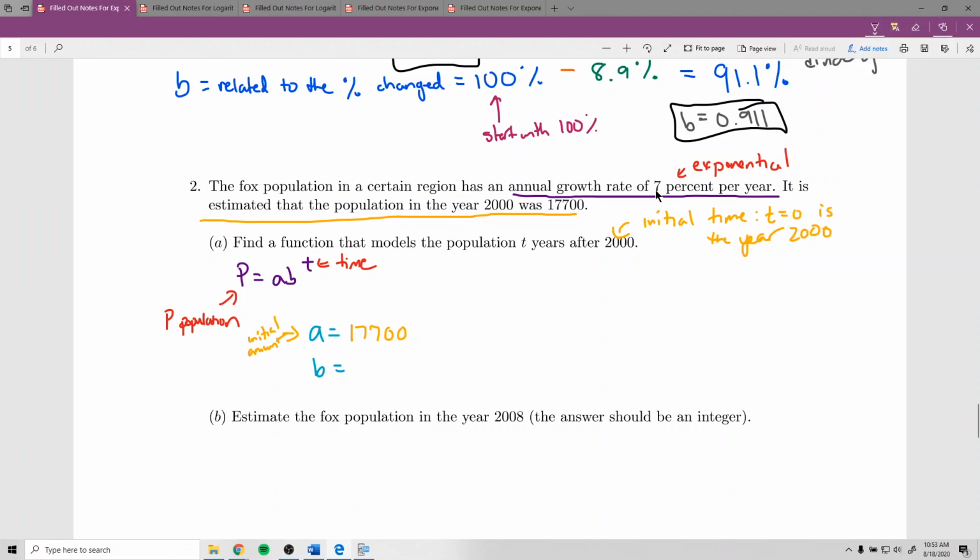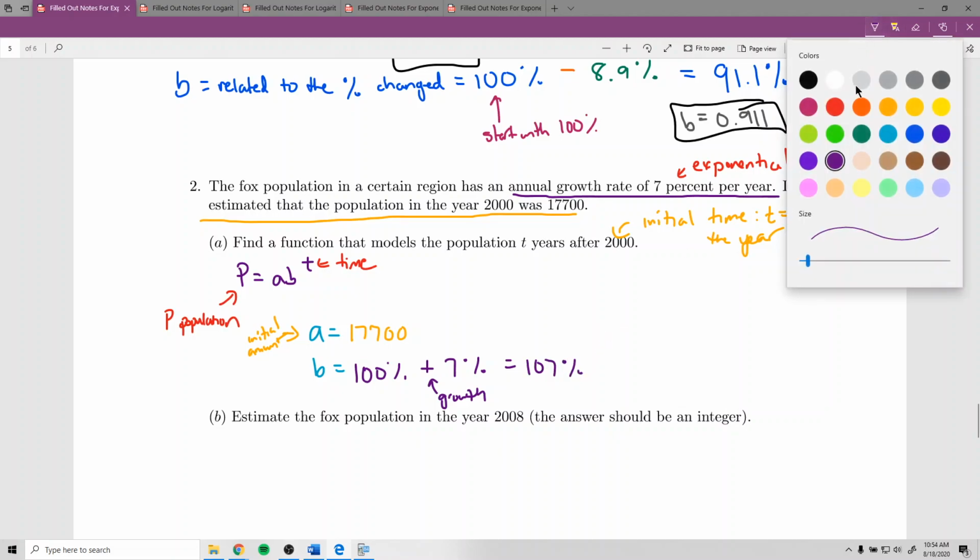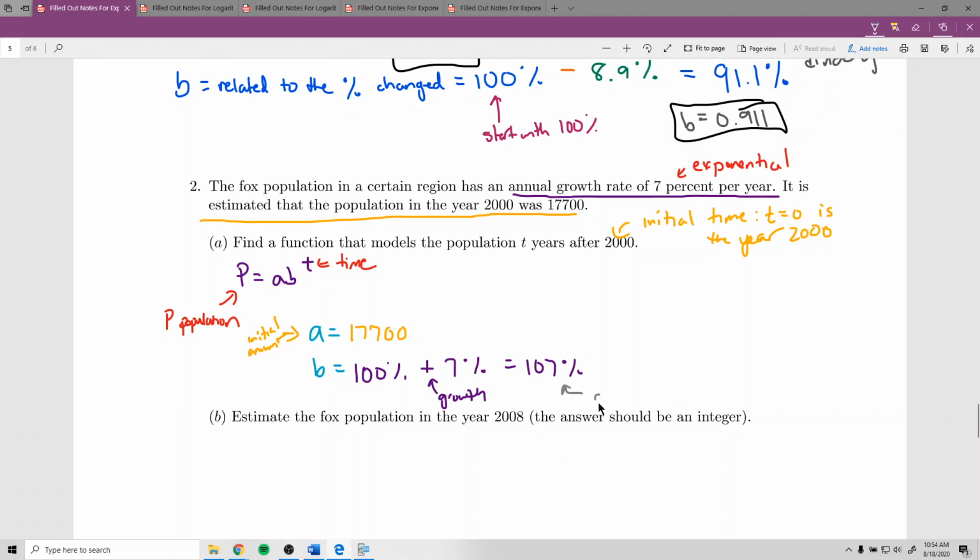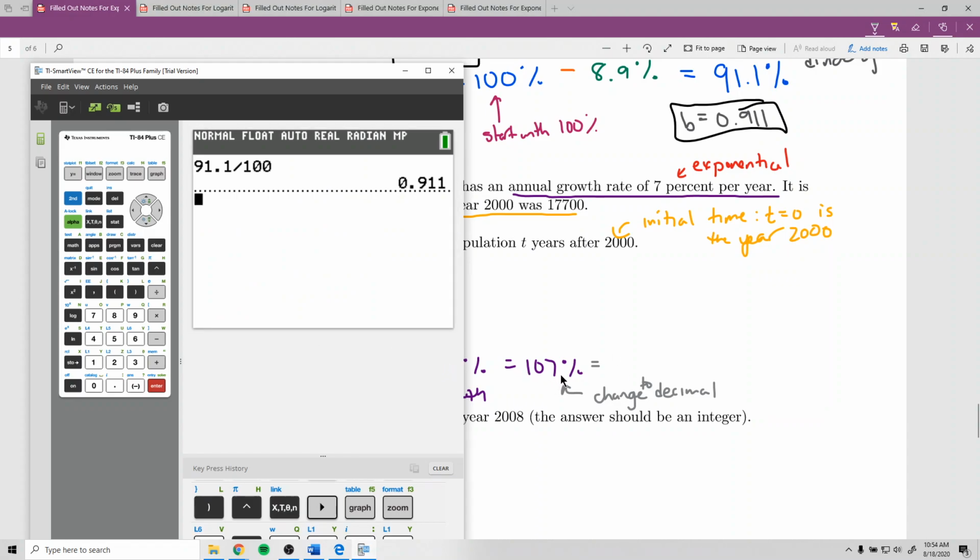Now for b, we know we have to adjust based on the percentage of change. We start with 100%. This is growth, so it's plus. Last problem, it was going down. This one's going up, so it's plus 7%. 100 plus 7 is 107%. And remember, this is not actually b. We have to change it to a decimal. So you divide by 100 or move the decimal place that's right after the 7 over twice. Either way, you should get 1.07.